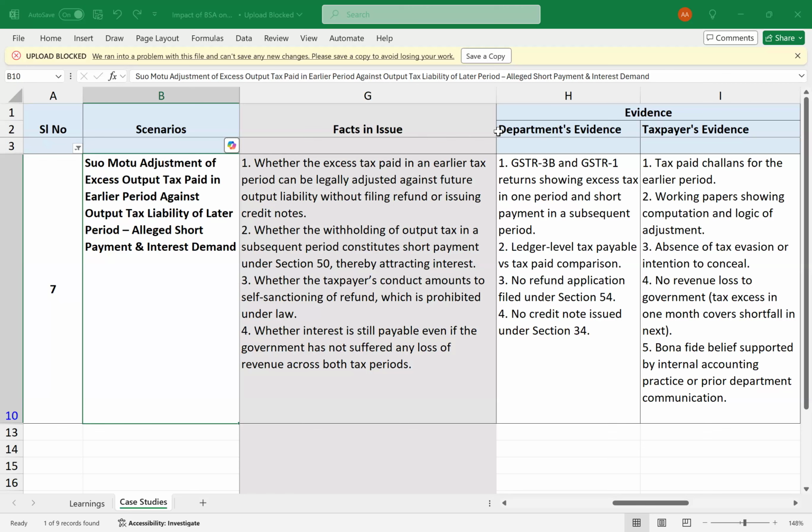Like if we are on this point saying that in 3B there is a short payment, and your reason for that short payment is that in the previous year you paid excess. Correct. So the show cause notice should also mention all these elements, right? Whether there was a supply, whether there is a levy.